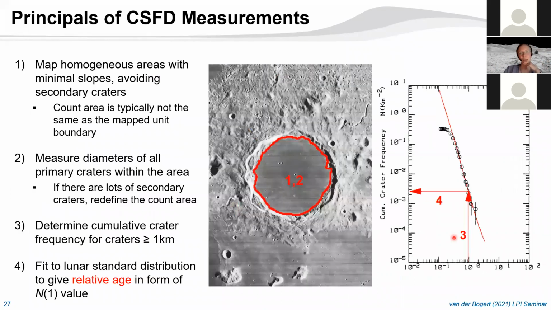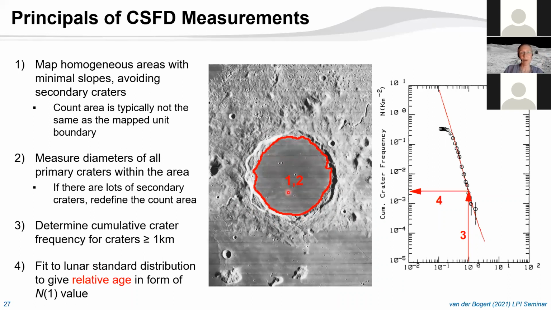And so essentially, the top line is that you want to use the cratering chronology because you want to know how old a geologic unit on the moon is, or on a different planet, that hasn't been sampled. Okay, so you're going to go in and you're going to map your homogeneous areas. They need to have minimal slopes. You want to avoid secondary craters.